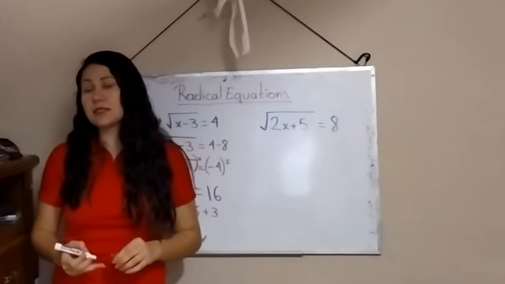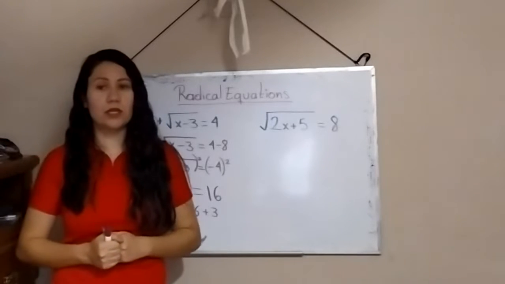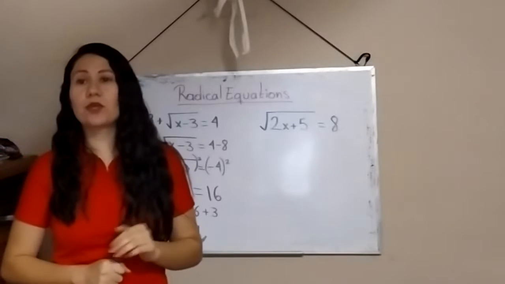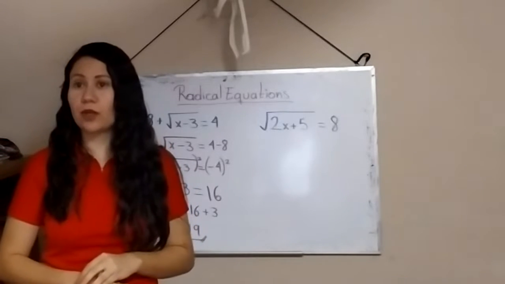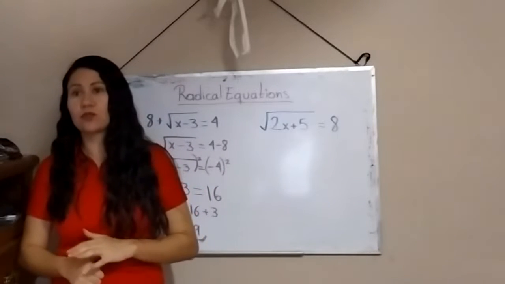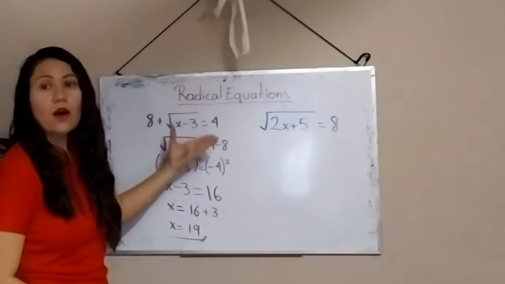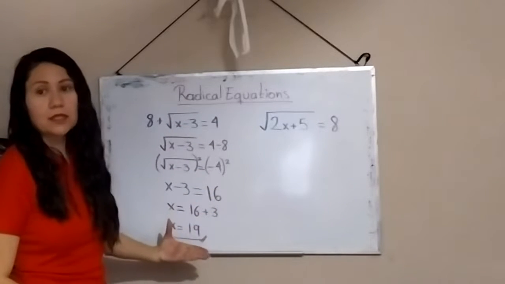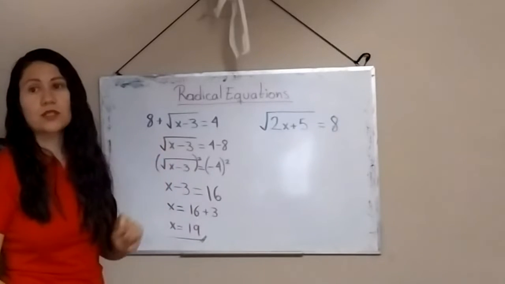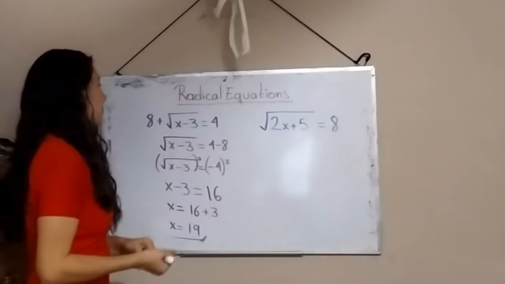Now, the next step is that we have to check the solution in the original equation. And in these cases, it is very important that we check the solution. Why? Because we may have extraneous solutions. That means that even though all of our steps are correct, the x doesn't make the equation true. Let's see if this is the case.